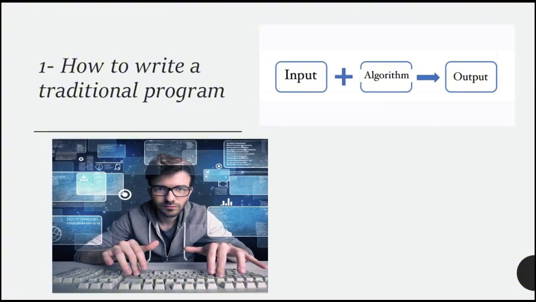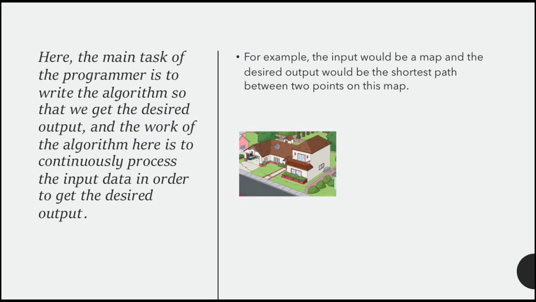Number 1. How do we write a traditional program? If you want to program an algorithm to solve a problem, the method that we will follow is according to the following image. Here, the main task of the programmer is to write the algorithm, so that we get the desired output, and the work of the algorithm here is to continuously process the input data in order to obtain the desired output.